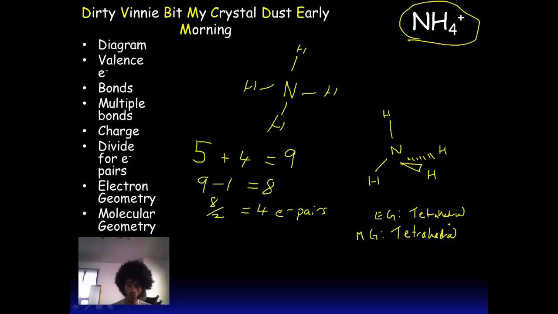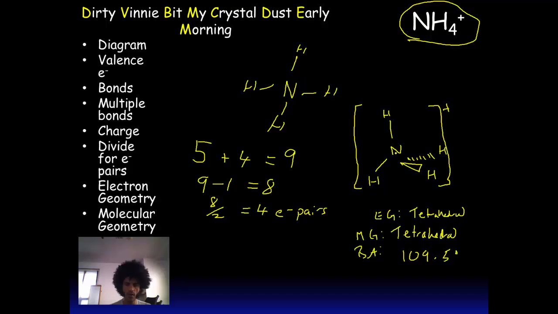The final step is to deduce my bond angles. Now my bond angle needs to be somewhere around 109.5 degrees. There are no lone pairs around the nitrogen, and I'll discuss why in a moment, so it has to actually remain as 109.5. The key thing to remember here is when you're drawing these, don't forget to put the brackets and the charge around it to show that it's an ion.